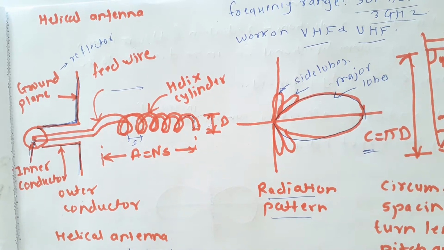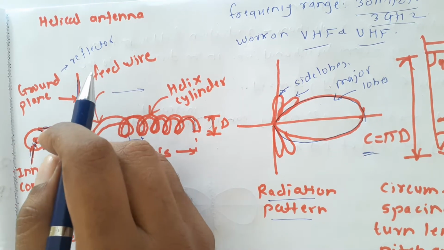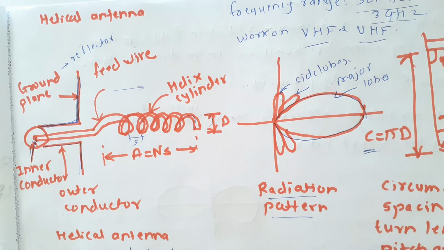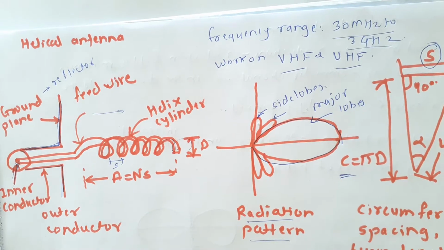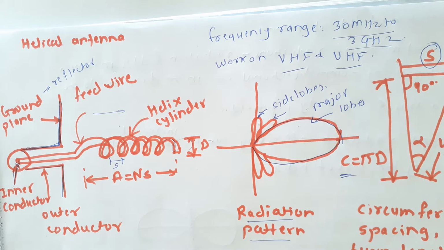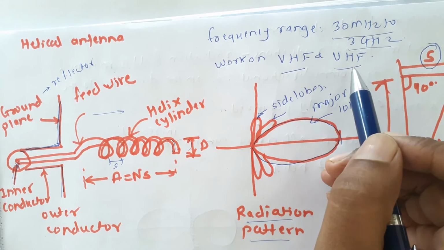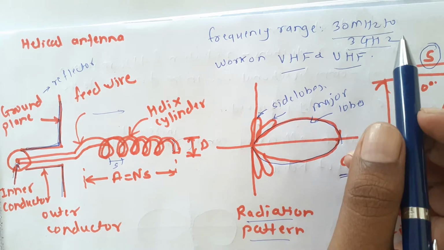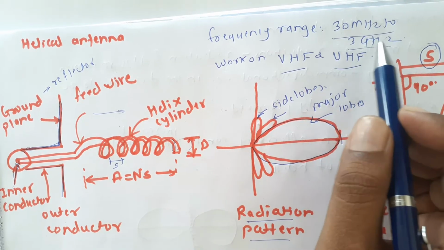Hello students, today we will see what is a helical antenna. A helical antenna basically works in the very high frequency and ultra high frequency range, and its frequency is from 30 megahertz to 3 gigahertz.